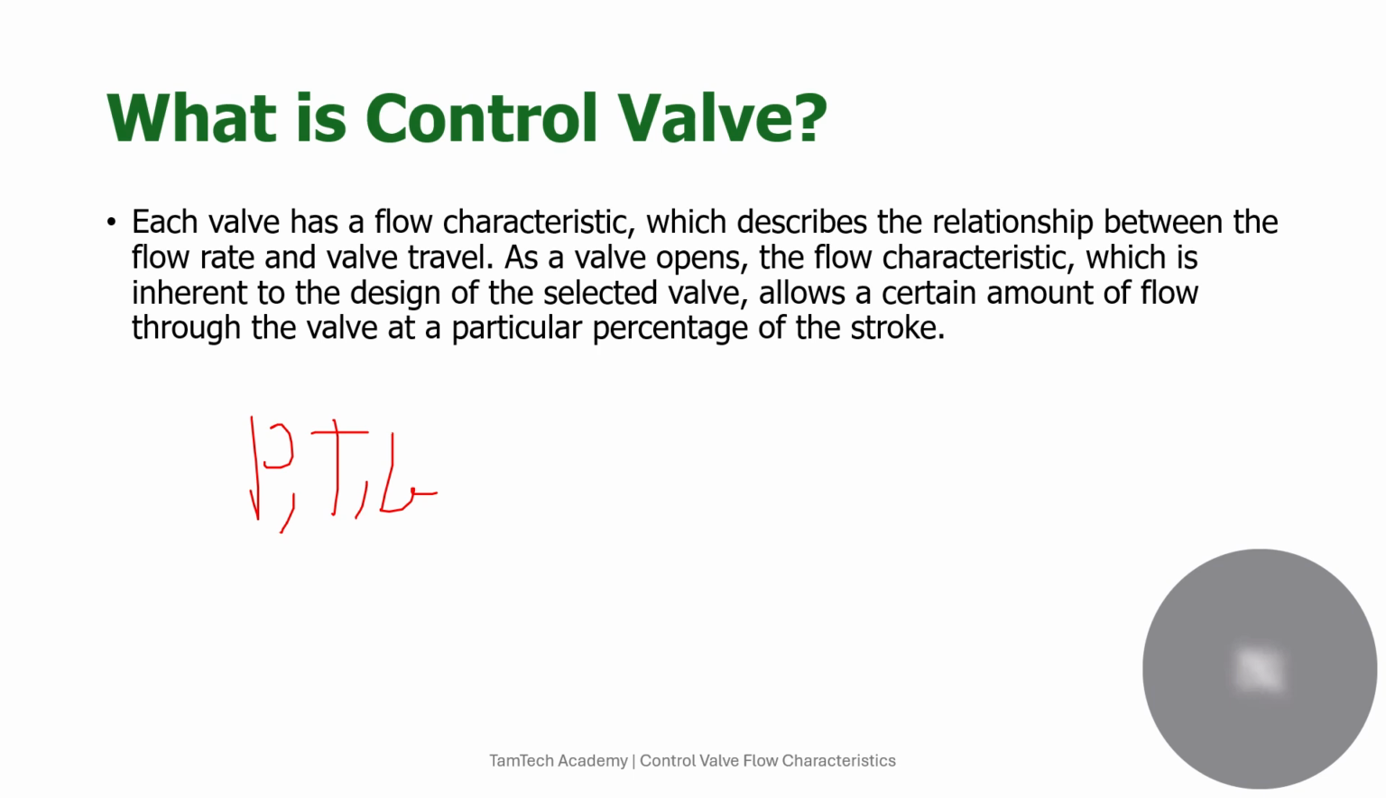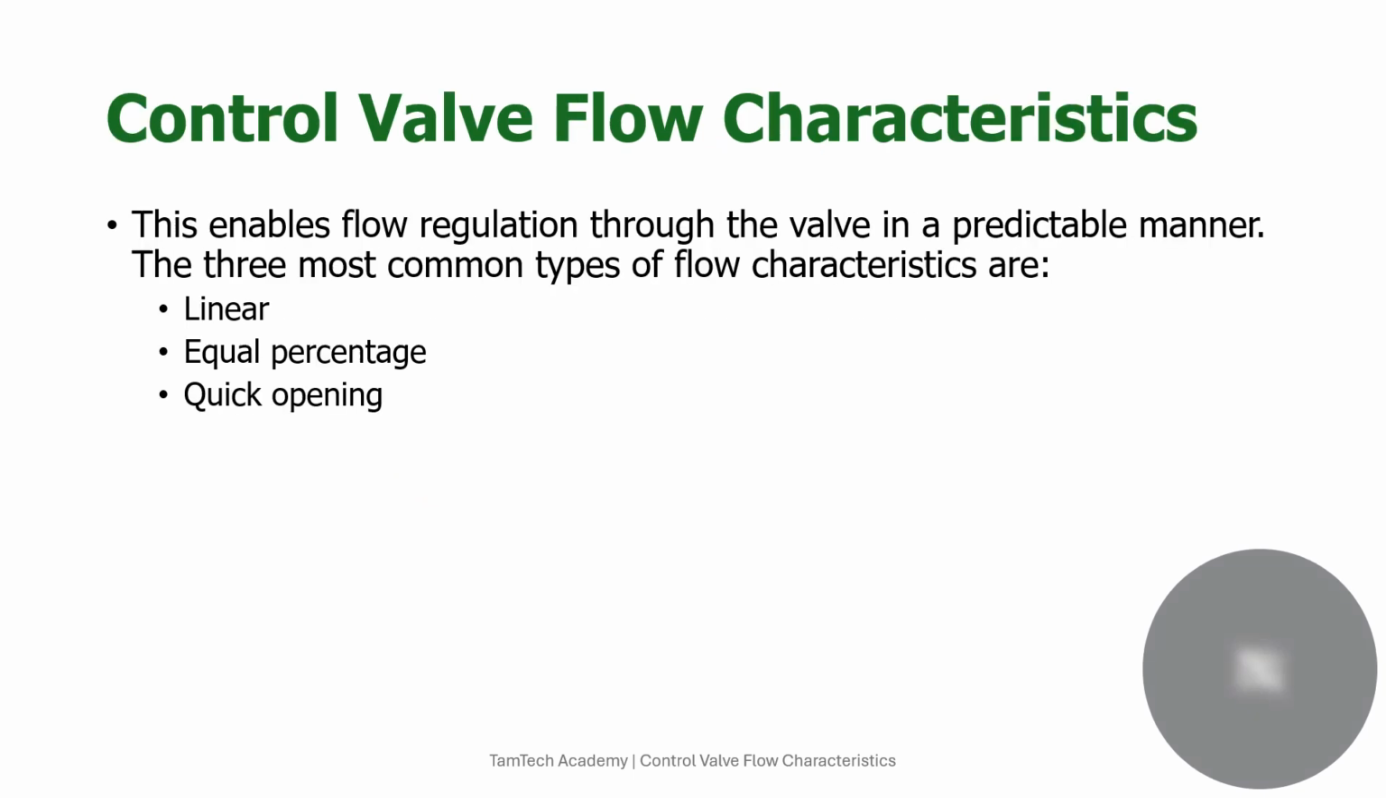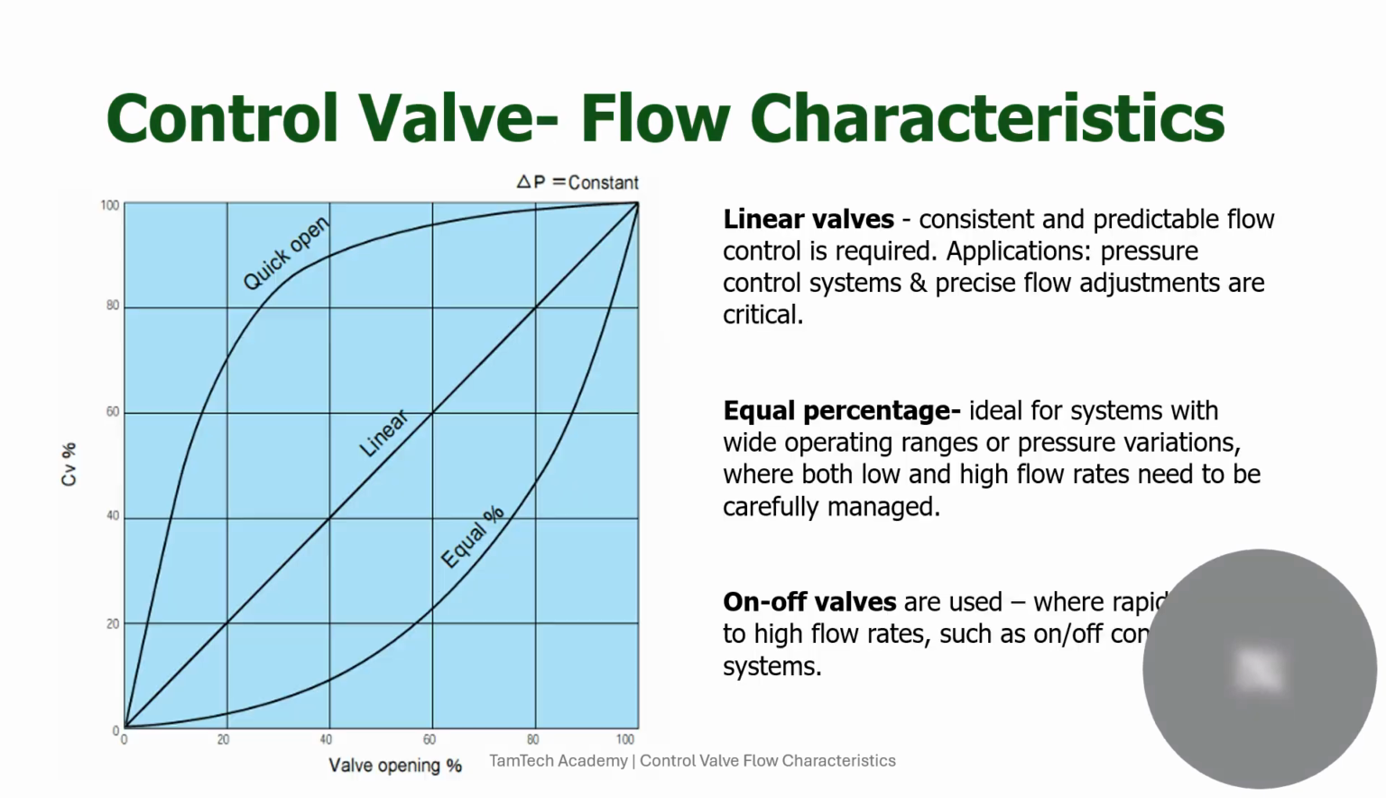We'll continue with the control valve flow characteristics. A control valve has three flow characteristics: first, linear; then equal percentage; and quick opening, which you can also call on or off service. We'll discuss how they are used, how they are regulated, and where they should be matched to the application.